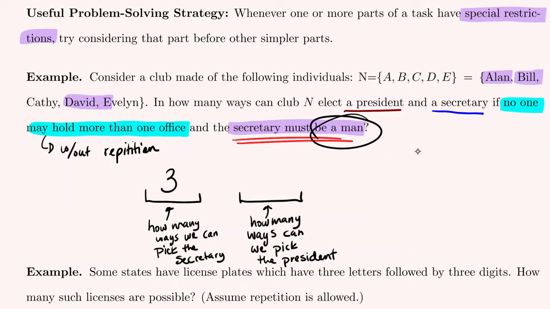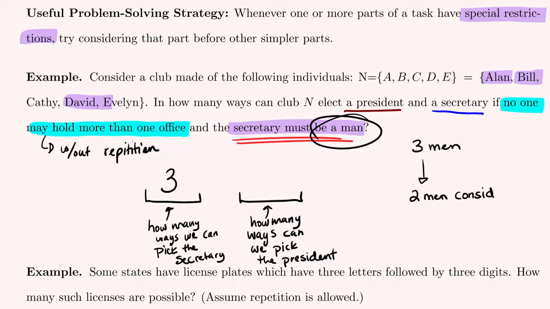So the idea is we had 3 men originally considered for the position of secretary. One of those men was picked for that position. So now, since nobody can hold 2 offices, that person who is picked for the secretary position cannot be considered again for the president's position. So now we have 2 men who could be considered for president.